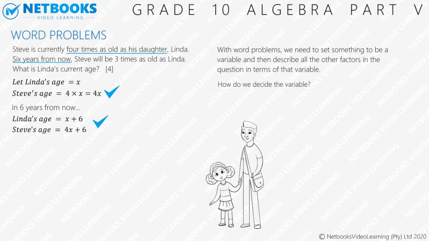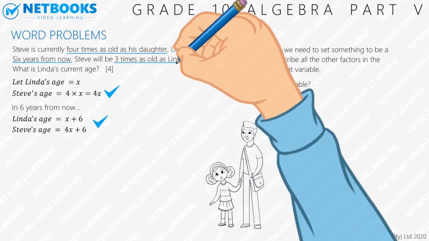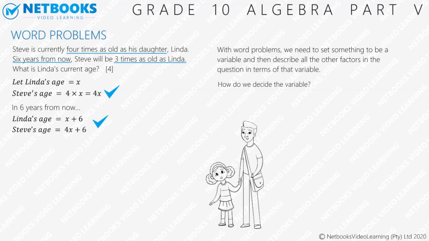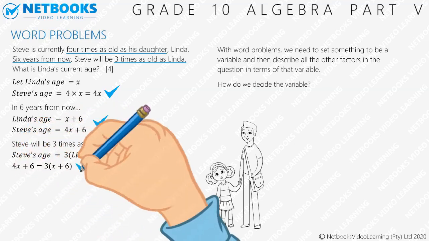Let us read further. 6 years from now, Steve will be 3 times as old as Linda. So, being 3 times as old, 6 years from now, Steve's age is 3 times Linda's age. Well, we have now used up all the information from the question. We have already calculated Steve and Linda's age 6 years from now. So we can happily substitute that into the relationship for 6 years from now. The examiner gives us yet another mark.